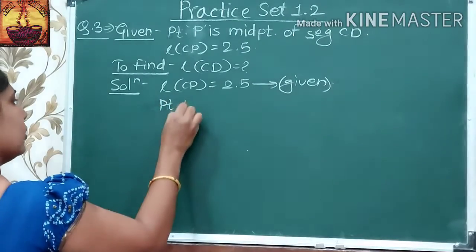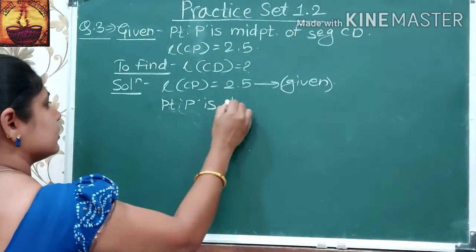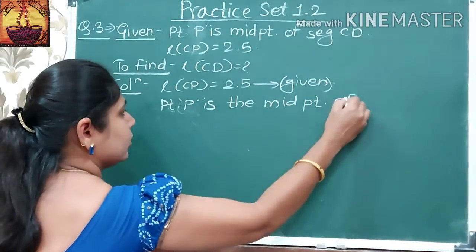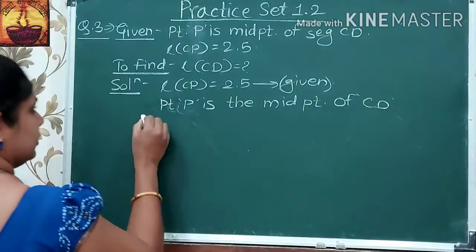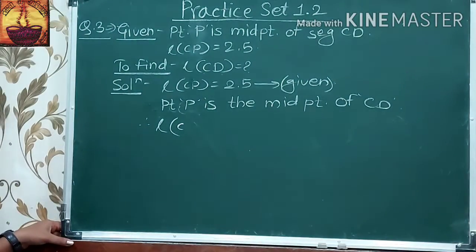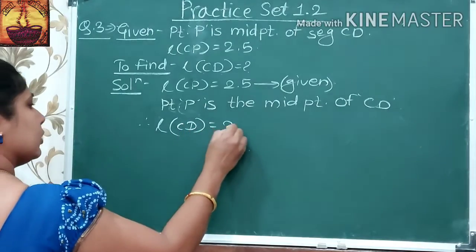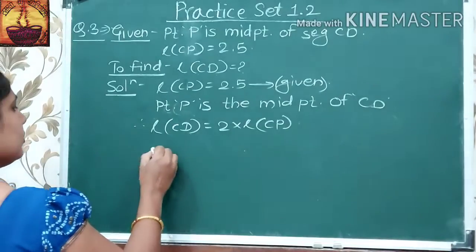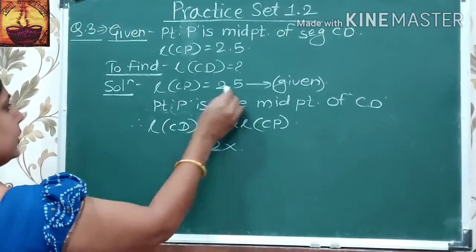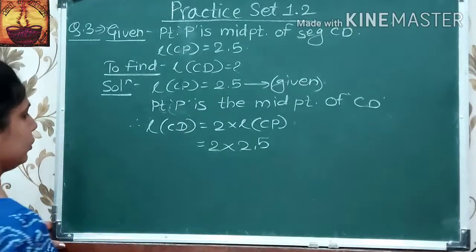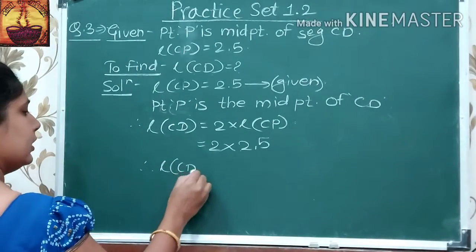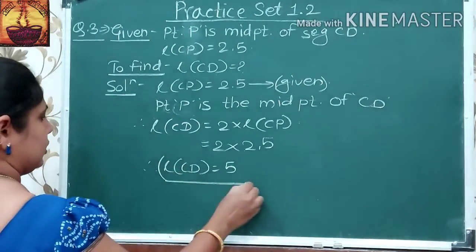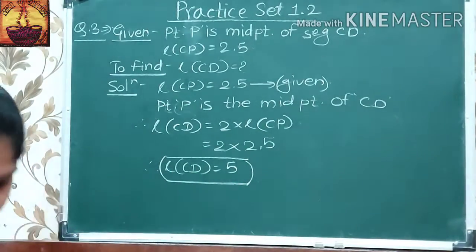And point P is the midpoint of CD. Therefore, length CD is equal to 2 into length CP. Length of CD is equal to 2 into CP, we are given as 2.5. Therefore, length CD is equal to 2.5 into 2 is 5. Length of CD is 5.